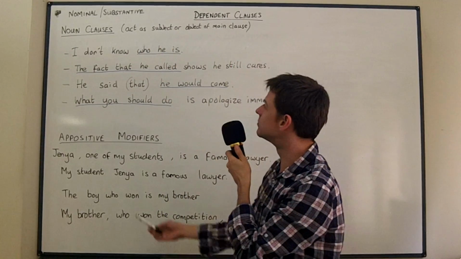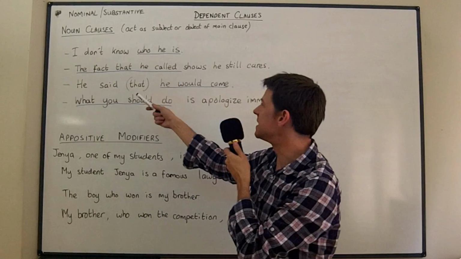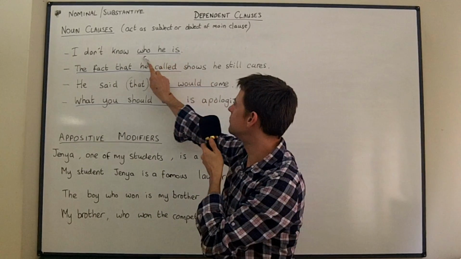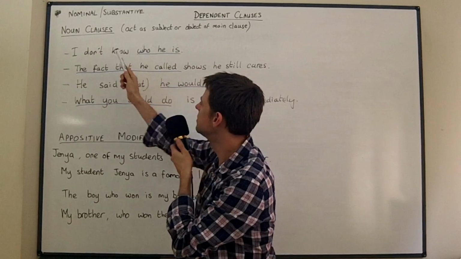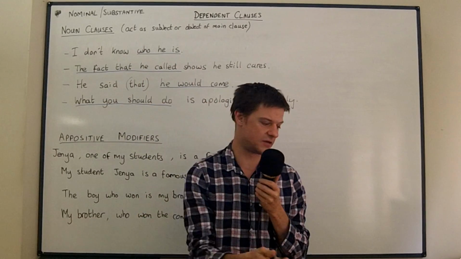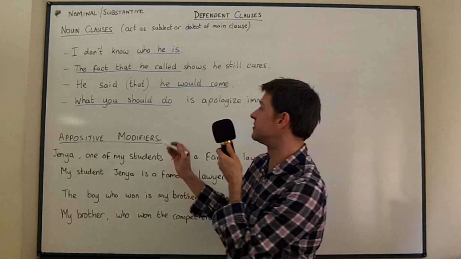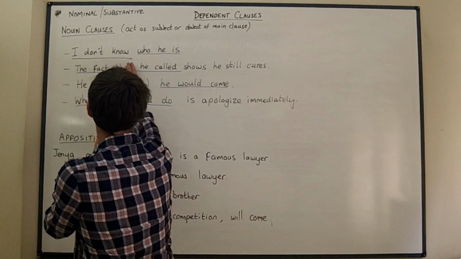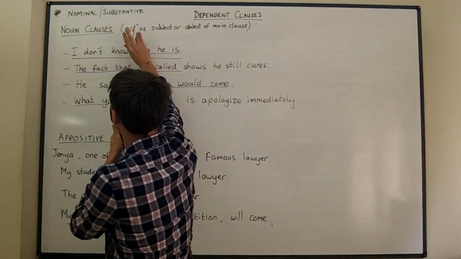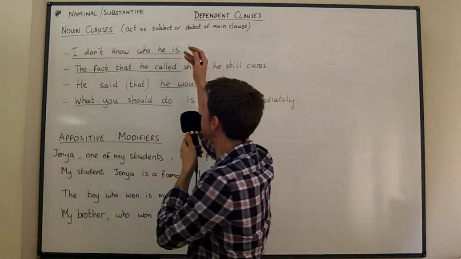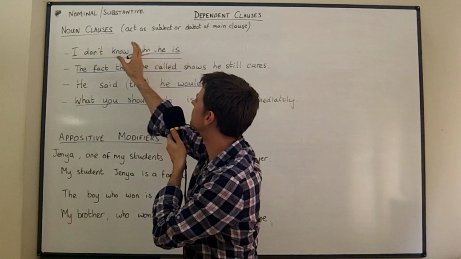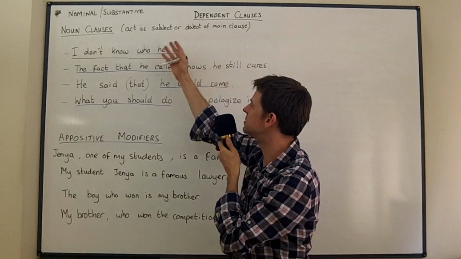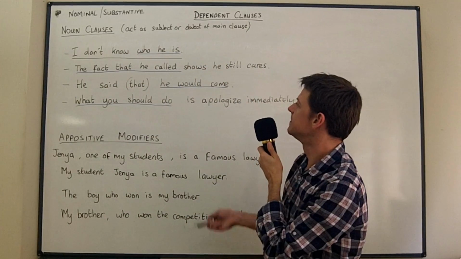So I've got 4 examples. I don't know who he is. This is the noun clause. I hope you can see that this is the object of the main clause, because the main clause, the independent clause, is the whole thing now. I don't know. You can't leave that just on its own, but it's I don't know who he is, which is the independent clause. So the noun clause is a part of the independent clause. It's the object of the independent clause.